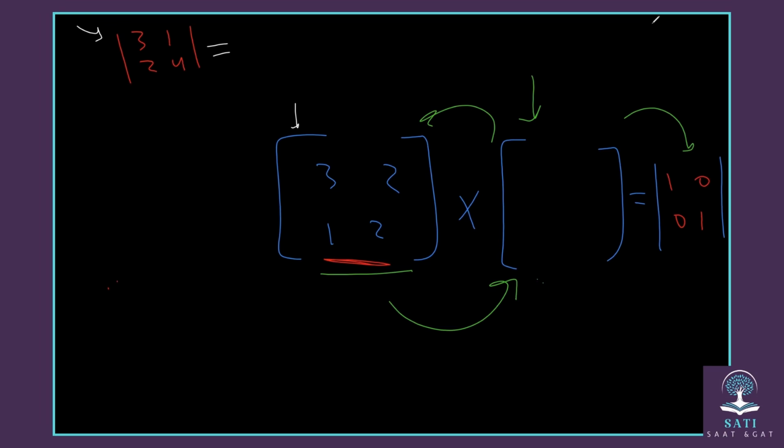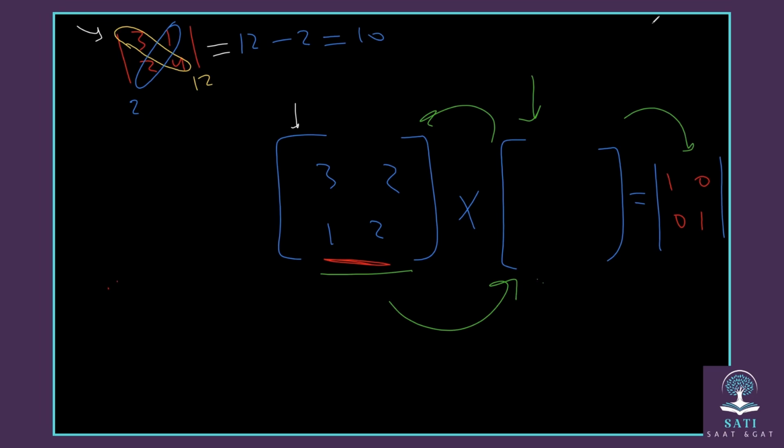First step, multiply the main diagonal. This is the main diagonal: 3 times 4 is 12. Now multiply the secondary diagonal, which is this one: 2 times 1 is 2. Now subtract the secondary diagonal, which is 2, from the main diagonal, which is 12. In this case, you will find 10. Is that clear? So we now understand how to find the determinant.